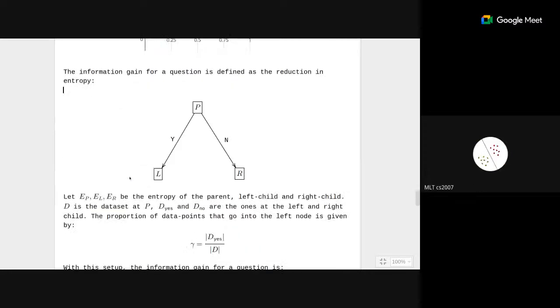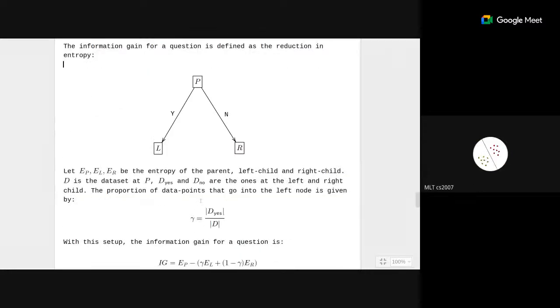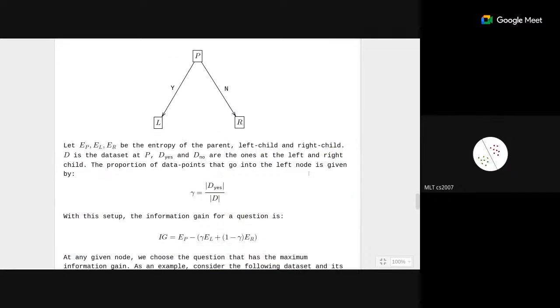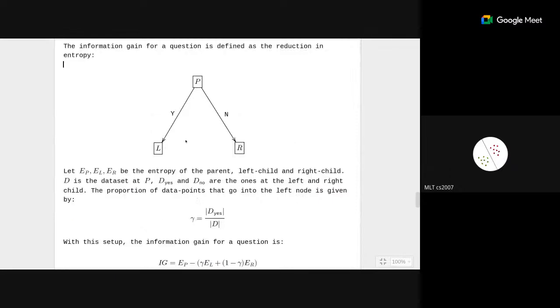Okay. So now we measure the information gain. How do we do that? This is the convention I'm using here: P is parent, L is left child, and R is right child. You calculate the entropies of the parent and the children, EP, EL, ER, and you look at the proportion of data points that go into the left node. So there are 100 points to begin with in the parent, and say 70 go here and 30 go there, then gamma will be 0.7.